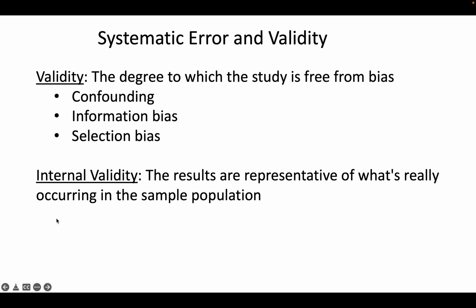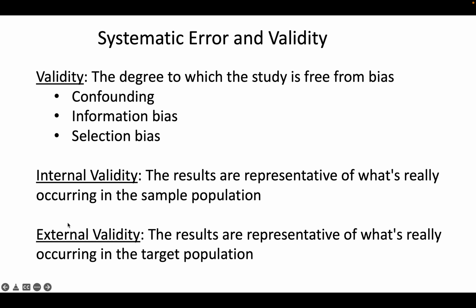So if we have a group of like 1,000 people and there really is a true relationship between the exposure and outcome there, it's basically how much our results align with what's really happening in our sample population. External validity or generalizability is how much what we find in our study. So assuming we did perfectly measure what's happening with our sample population, external validity is all about how representative our results are of the population as a whole, because that's usually the goal.